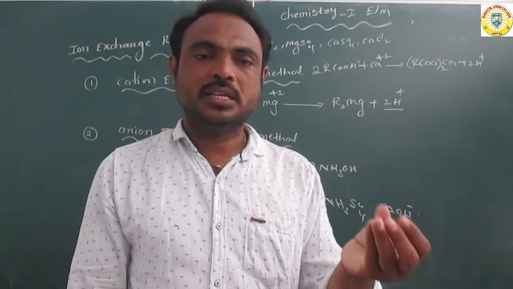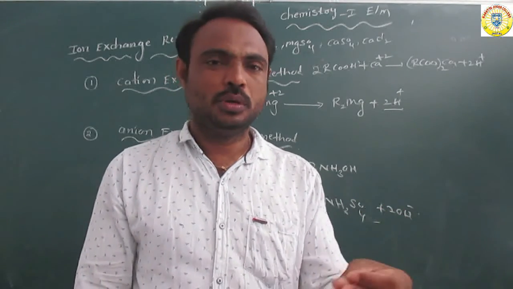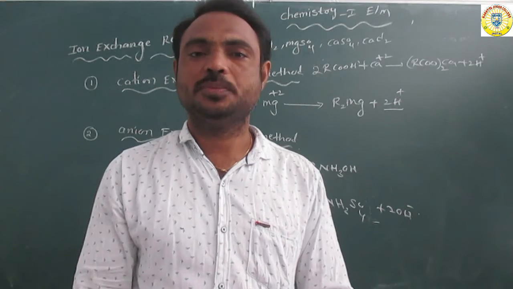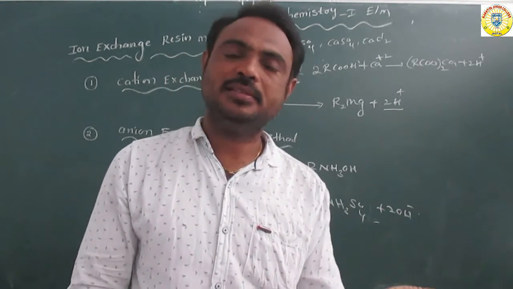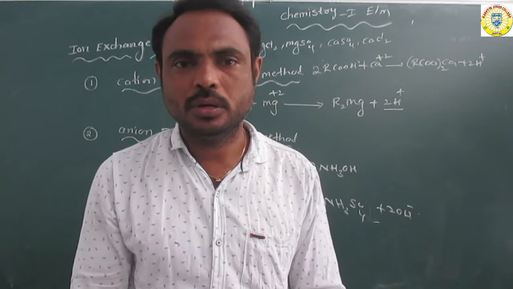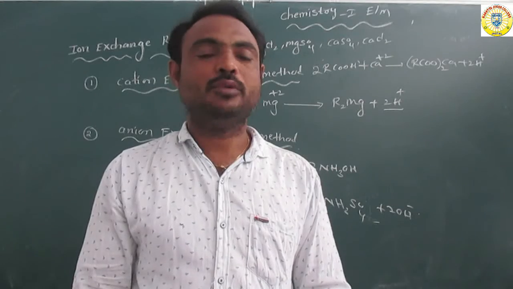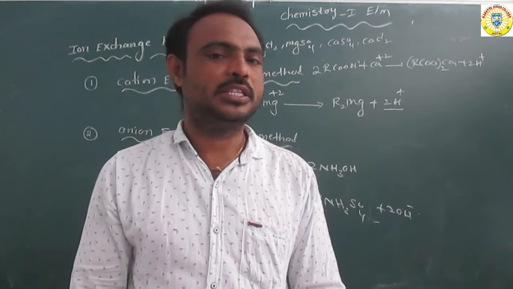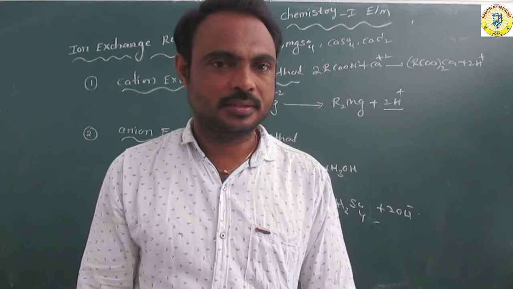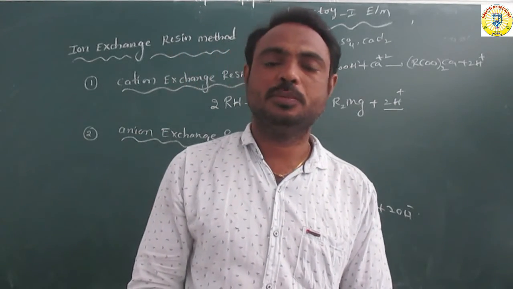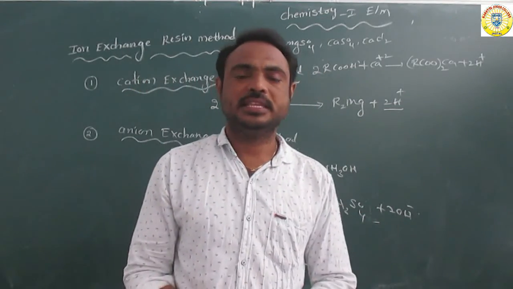In these two steps, H+ and OH- ions are released, and when we combine the two ions, H+ ions and OH- ions, they give H2O water molecules. That water is called deionized water, because it is formed from ions, that is H+ ions and OH- ions. So this is the ion exchange resin method.